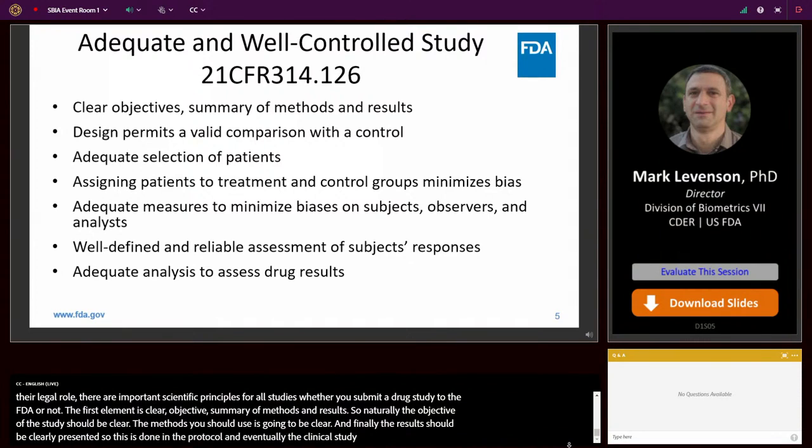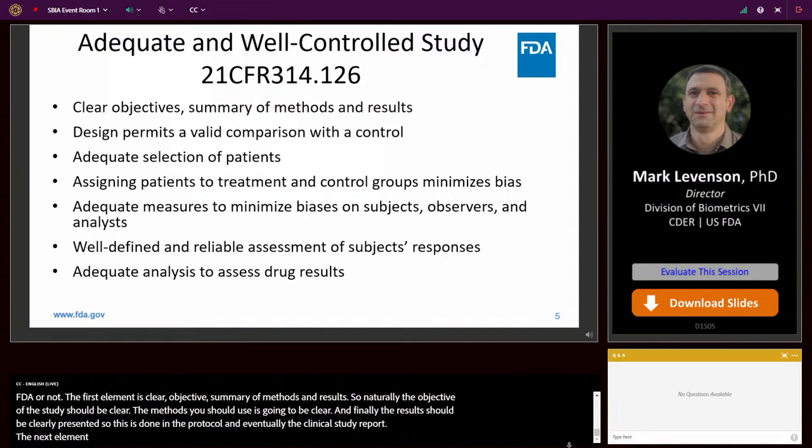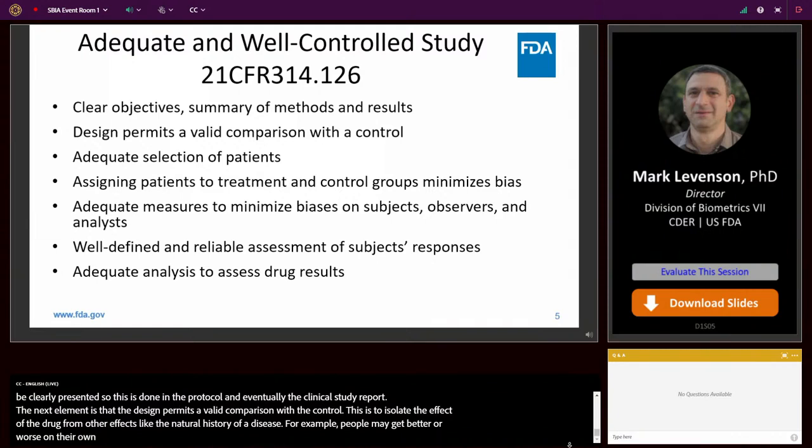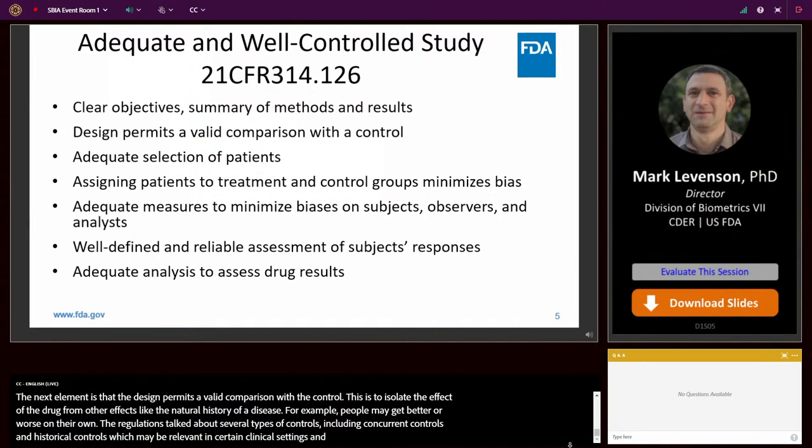The next element is that the design permits a valid comparison with the control. This is to isolate the effect of the drug from other effects, like the natural history of a disease. For example, people may get better or worse on their own. The regulations talk about several types of controls, including concurrent controls, but also talk about historical controls, which may be relevant in certain clinical settings and probably becoming more relevant or more common nowadays with the interest in real-world evidence.